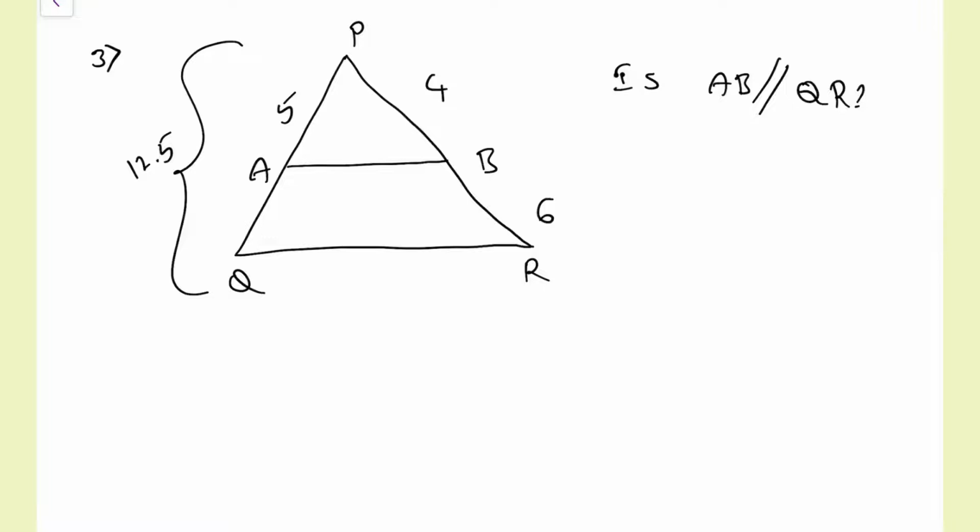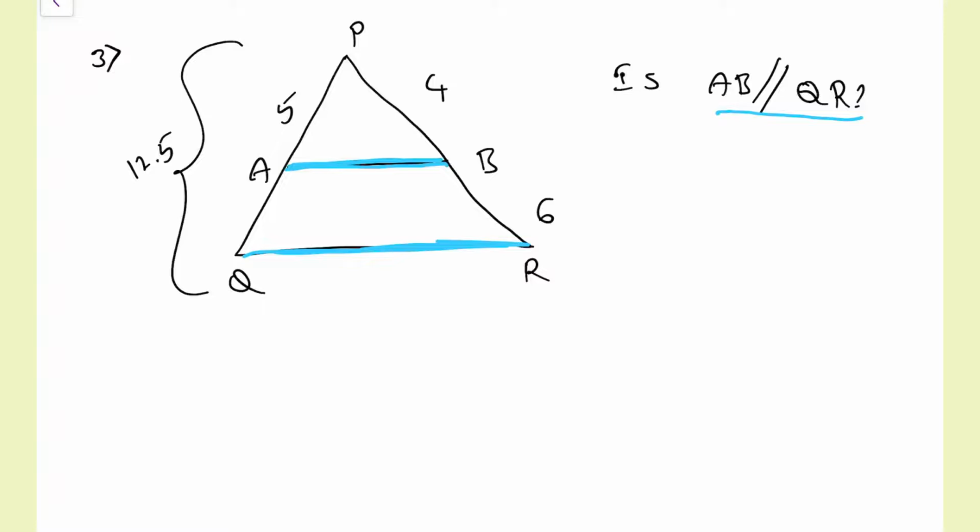Coming to question number 3. Here one triangle PQR is given, and he gave one line AB also. And he gives some measurements and he is asking, is AB parallel to QR? So this is the AB line and this is the QR line. In the first question, he gave in the question itself that those two are parallel lines. But in this case, he is asking us to clarify whether it is parallel or not. So let us do a small calculation.